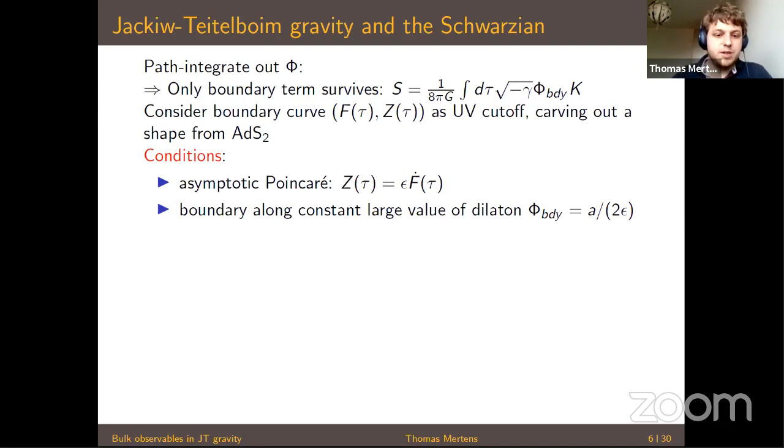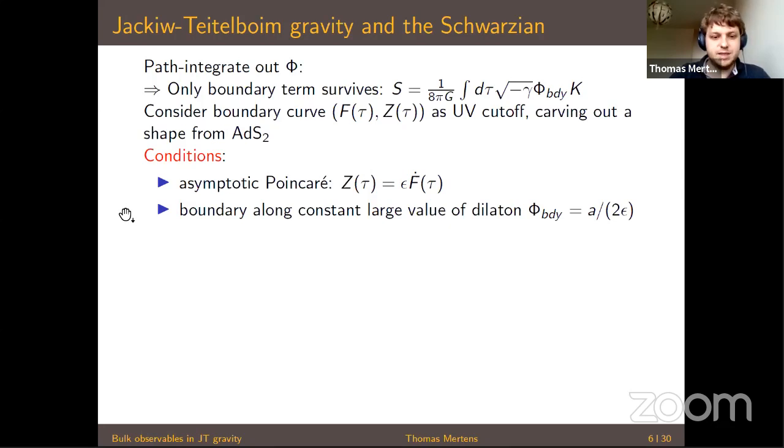And then how do we choose this boundary curve? Well, I will impose two conditions. The first is that along this boundary curve, we preserve the asymptotic Poincaré geometry. And this relates this z of tau function to the f of tau function in this way, where epsilon is some infinitesimal number that is regulating the z goes to 0 boundary. So this is the standard thing you do in AdS/CFT. This is basically Fefferman-Graham gauge, leading order.